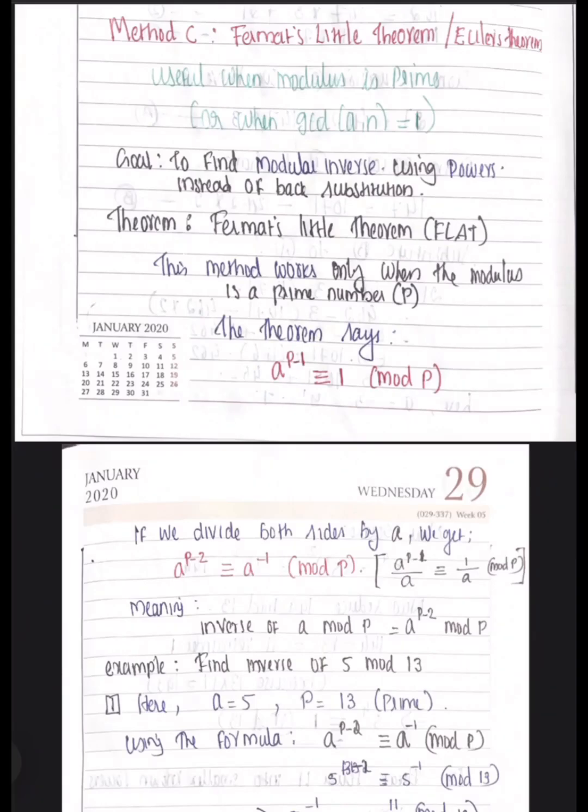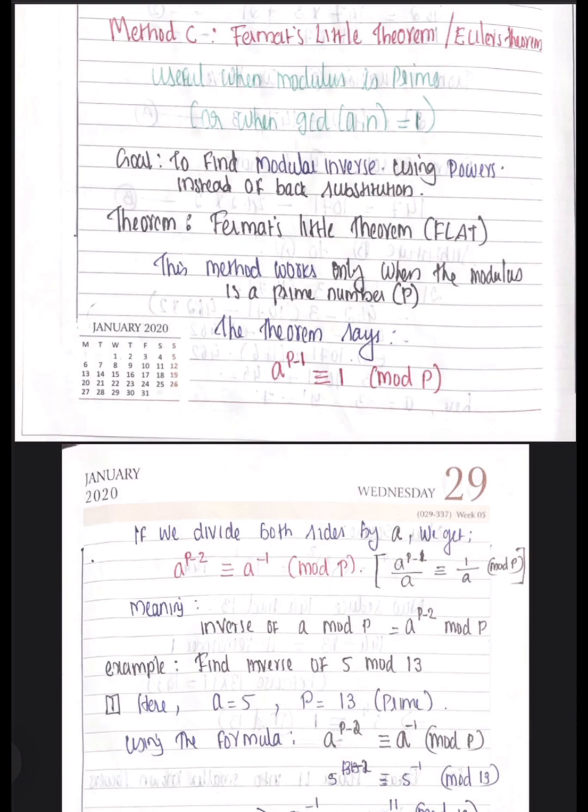Hi everyone. In this part, we are going to learn method C for finding the modular inverse using a very famous theorem that is called Fermat's little theorem. This method is super easy when the modulus is prime. What is Fermat's little theorem?